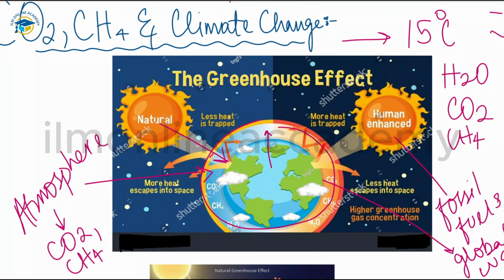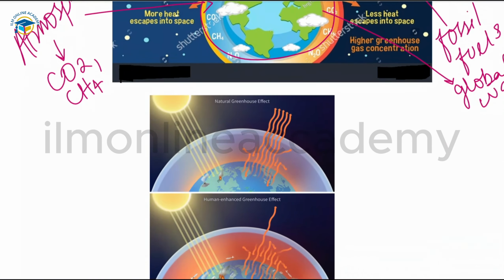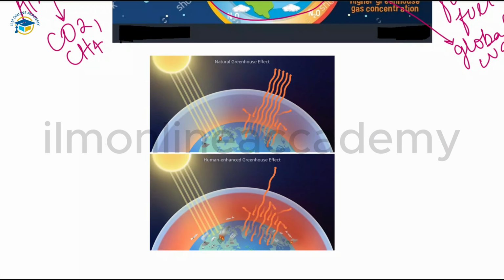So what will happen here? You can see this in our first picture. We have a natural greenhouse effect. Some of the rays from the sun are trapped in the layer of gas, that is the layer of air, the atmosphere, that provides us the warming effect, and some rays are reflected back. But in case of the human enhanced greenhouse effect due to human activities, what will happen?